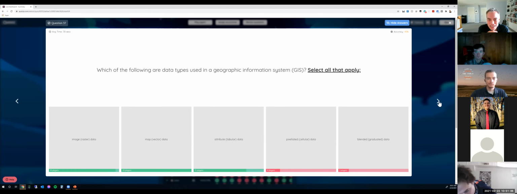Which of the following are data types used in a geographic information system, GIS? Select all that apply. And this is just knowing that there are 3 types of data that we use in GIS. There's image or raster data, map or vector data, and attribute or tabular data. There's no such thing known as pixelated or blended data.